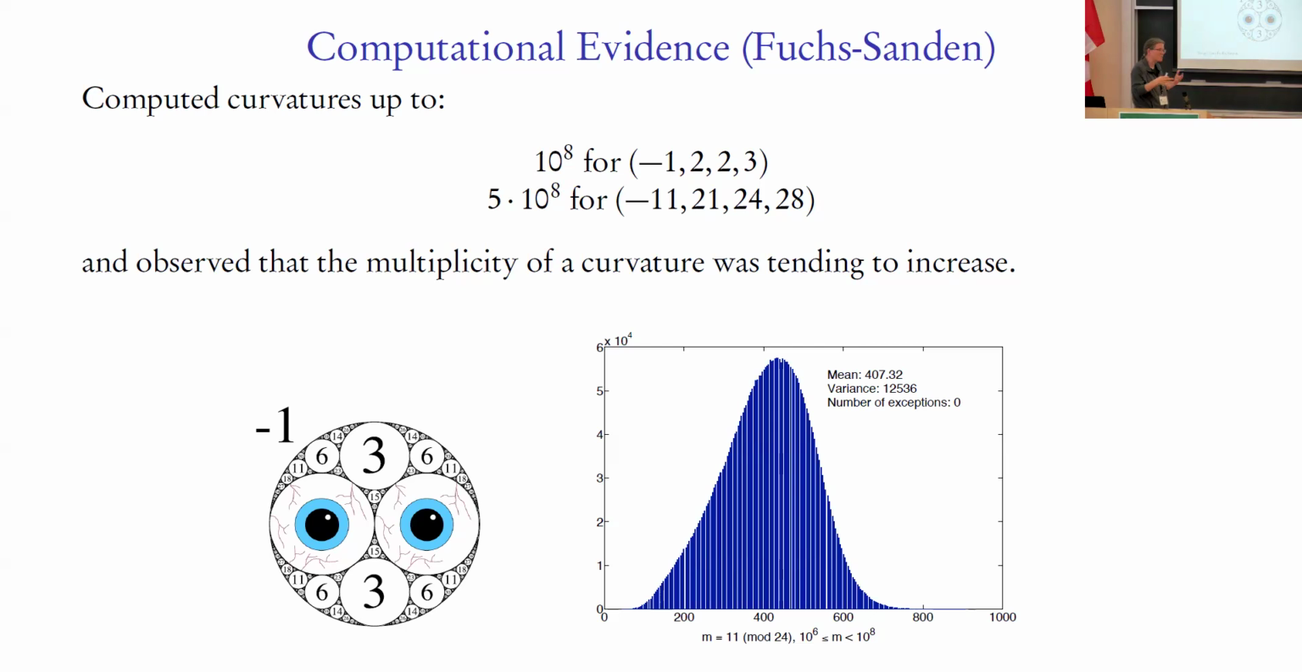Instead of just looking at what's still missing, they went back to the statement that the average multiplicity has to be growing. This is a histogram of multiplicities. They took a range of curvatures, and for each curvature in that range, they computed the multiplicity to which it appears in the packing and added it to the histogram. The average multiplicity in this particular range was around 400, and that's where the peak is here. You see a distribution that looks like it's behaving somewhat like randomness.